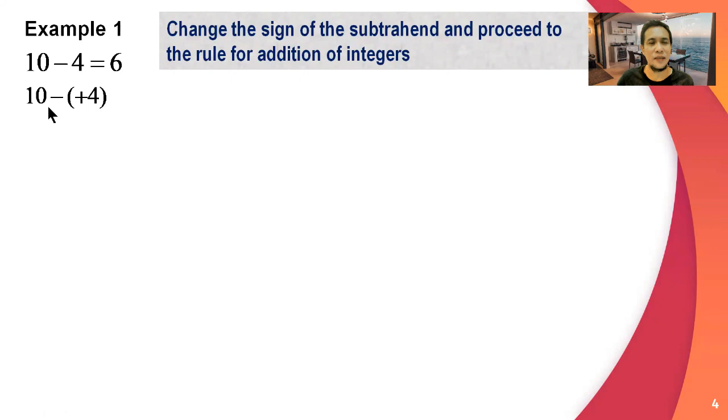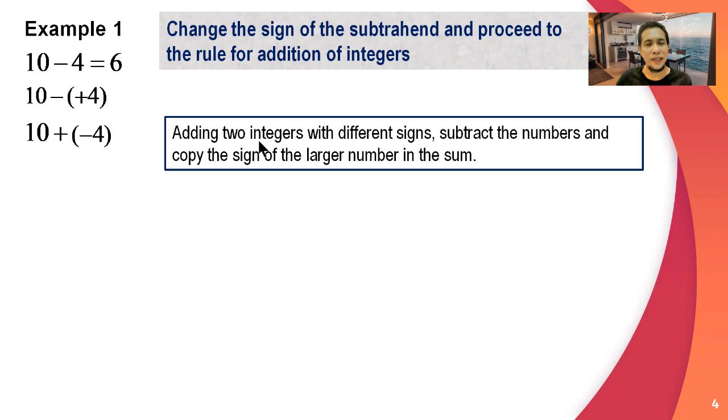This is in subtraction expression. We will convert this to addition expression. So we have 10, minus becomes add, and positive 4 will be negative 4. Now, we are adding two integers with different signs. So what's the rule? Adding two integers with different signs, subtract the numbers and copy the sign of the larger number in the sum.